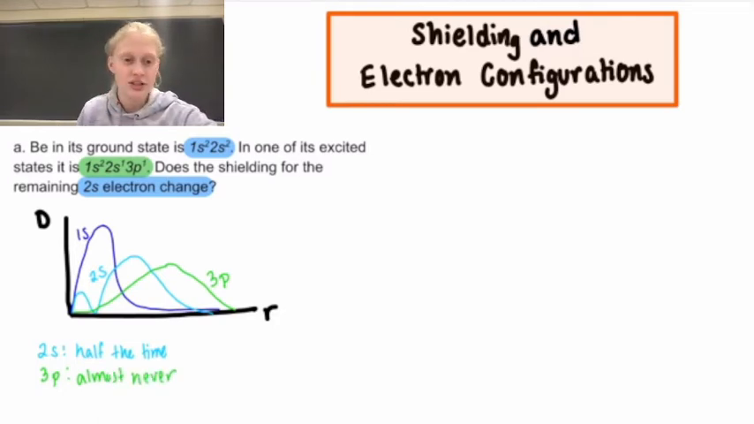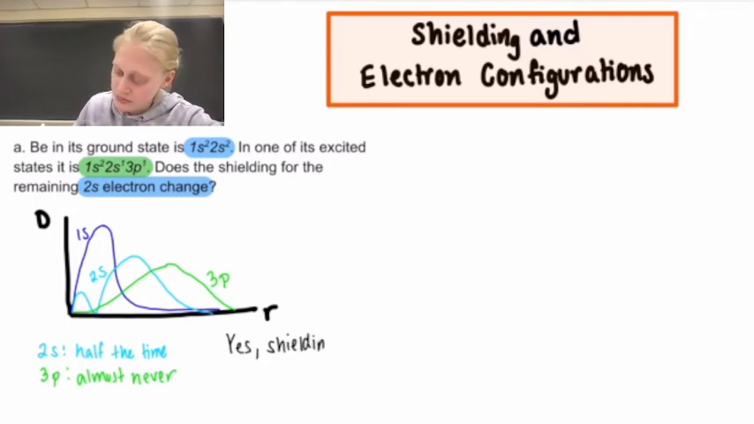it almost never shields the 2s electron. So if we're changing from being shielded about half the time to being shielded almost never, the answer to this question is yes, the shielding does change. The shielding is going to decrease.